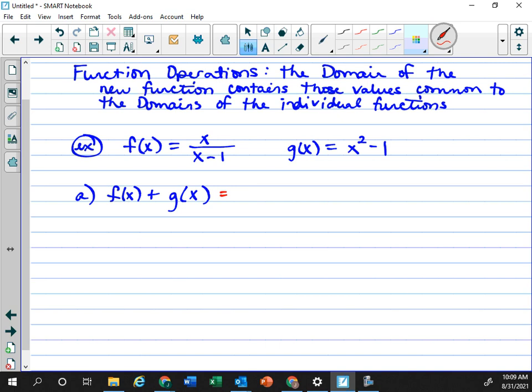All right, so I'm going to add these two functions together. And then for all of these, we're going to state the domain at the end. I didn't put directions up here for you, but that's what we're doing. We'll do the operation, and then we'll state the domain. So f of x plus g of x, I'm going to take x over x minus 1 and add it to x squared minus 1.